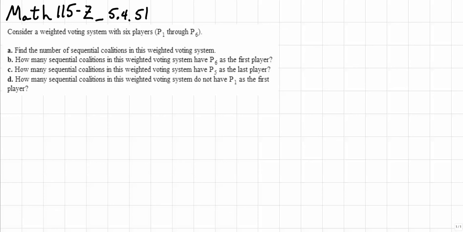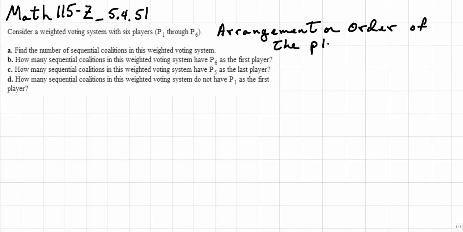D. How many sequential coalitions in this weighted voting system do not have P sub 1 as the first player? When we talk about weighted voting systems, we're simply talking about an arrangement. So this will be an arrangement or order of the players. And this is going to involve factorials.